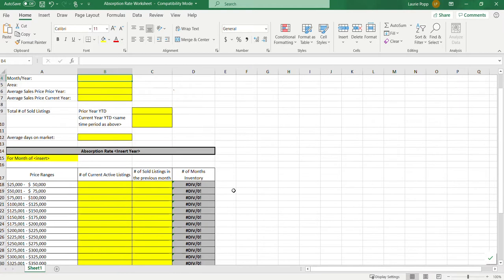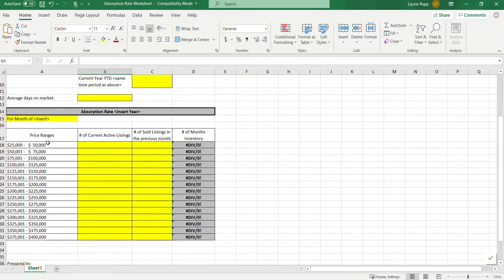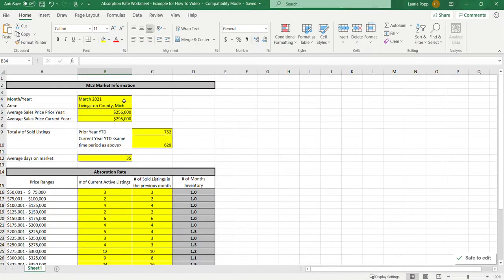These are going to be great talking points when you sit down with your client. And then the bottom half of the worksheet simply puts together the information that you need, and you'll notice that I already have formulas embedded to help make this easier and faster for you to put together. So I have one of these already filled in, and I'd like to share that with you now. So I'm going to do a pretend absorption rate calculation here. And I live in Livingston County, Michigan, so I chose that area as my market area.